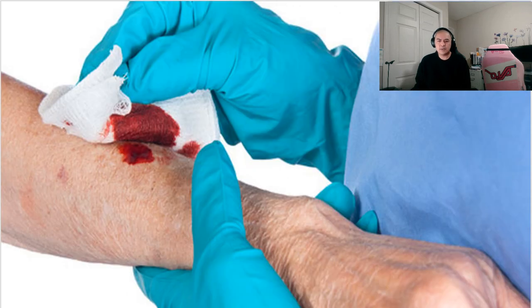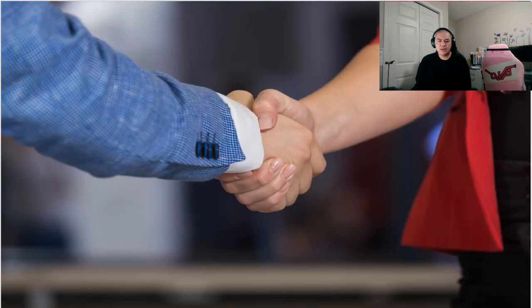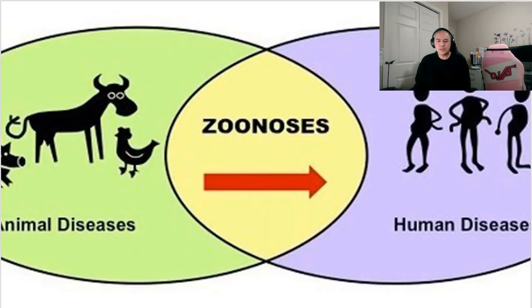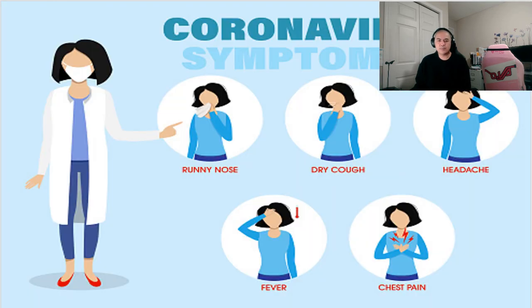Bloodborne diseases are transmitted through contact with infected blood or certain body fluids. Some common bloodborne diseases include HIV/AIDS and hepatitis B and C. Contact diseases are transmitted through direct or indirect contact with bacteria or viruses. Zoonotic diseases are caused by infectious agents that can be transmitted between animals and humans in a variety of ways.